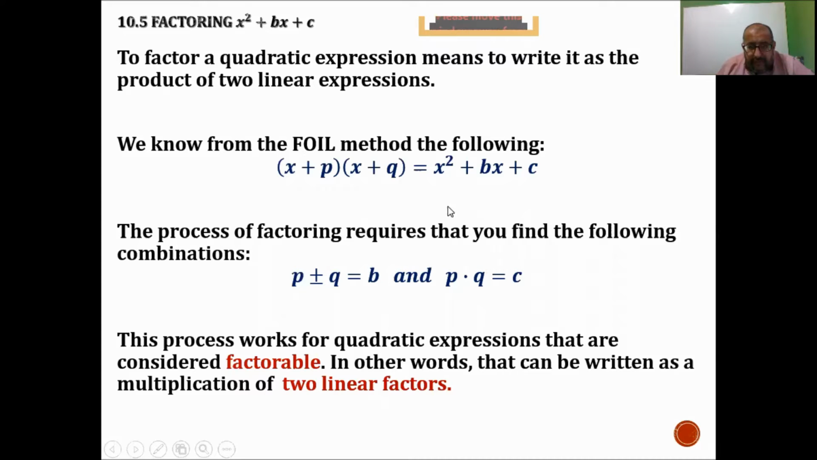For example, to find the value of b, we need to determine the addition or subtraction of p and q, okay? The elements p and q that are in the parentheses. And to determine the value of c, we need to find the multiplication of p with q. Now, this process works only for quadratic expressions that are considered factorable. That means in some cases, there are polynomials that cannot be factored, okay? So let's find out the first examples that we have.